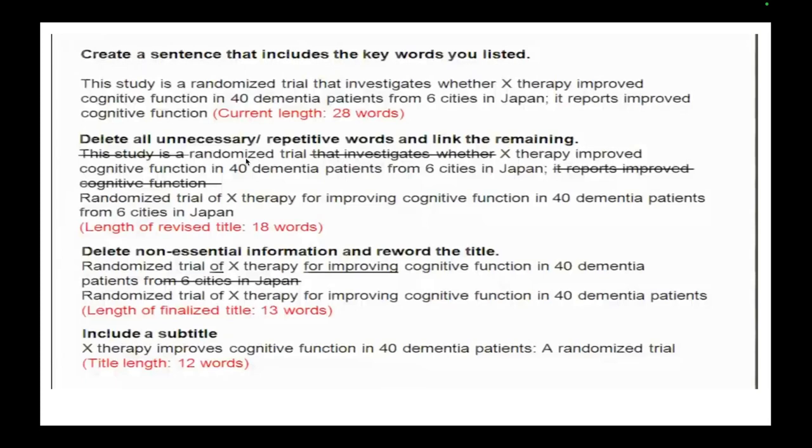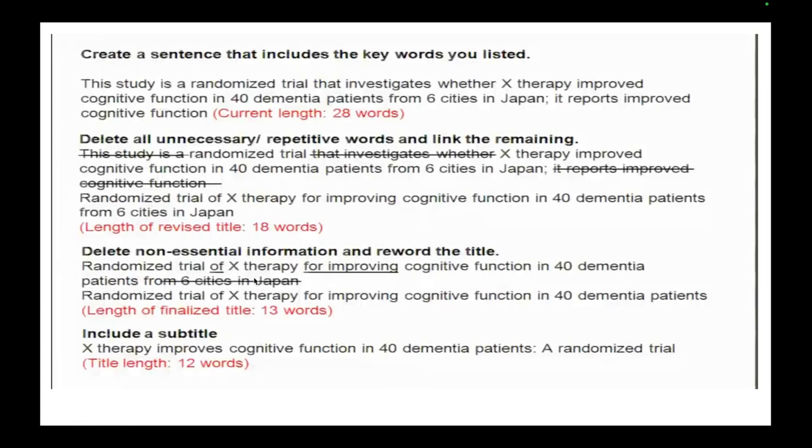So now it becomes: randomized trial of X therapy for improving the cognitive function in 40 dementia patients from 60s in Japan. So this one is also giving the exact message as compared to the lengthier one. So this is somewhat better. Word limit is 18 words. Now delete some more non-essential information and reword the title. For example, you have to remove this, then it will become like this.